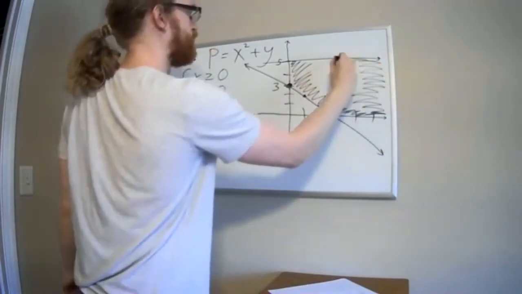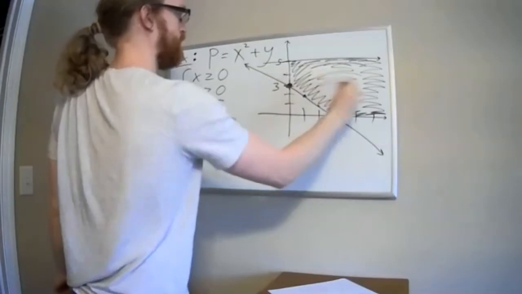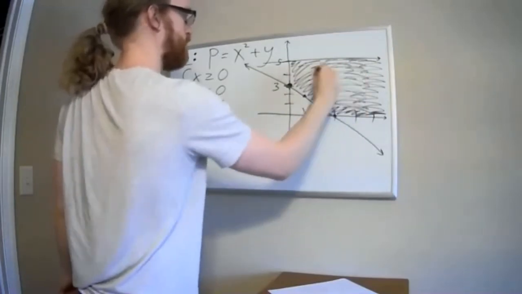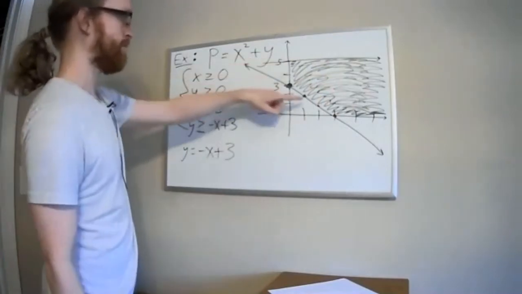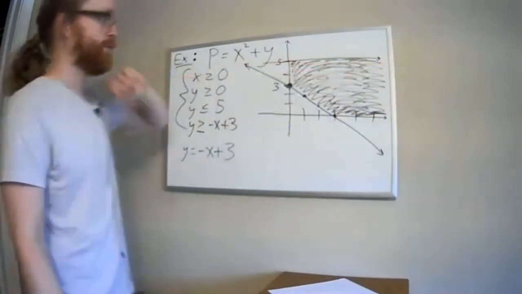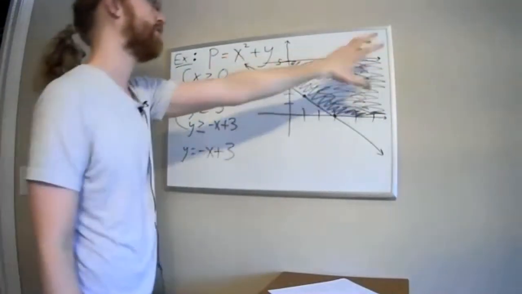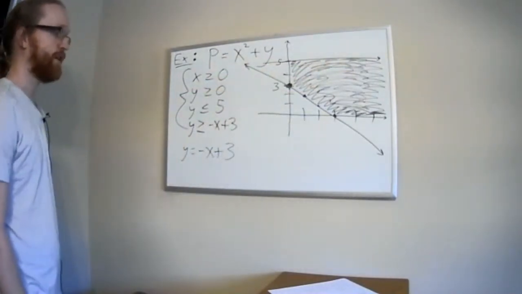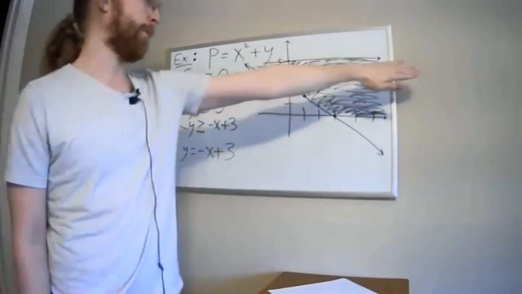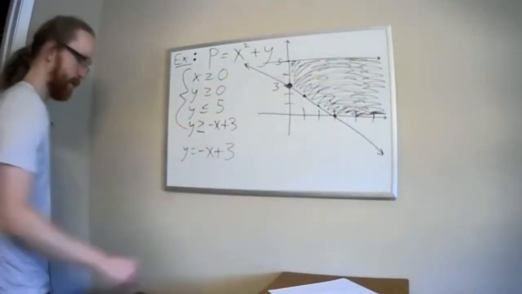And it goes on forever to the right. So there's my feasible set, bounded by these lines, and then it goes on forever to the right in between the two horizontal lines. Okay, cool, so it's clearly unbounded because it goes off forever to the right.